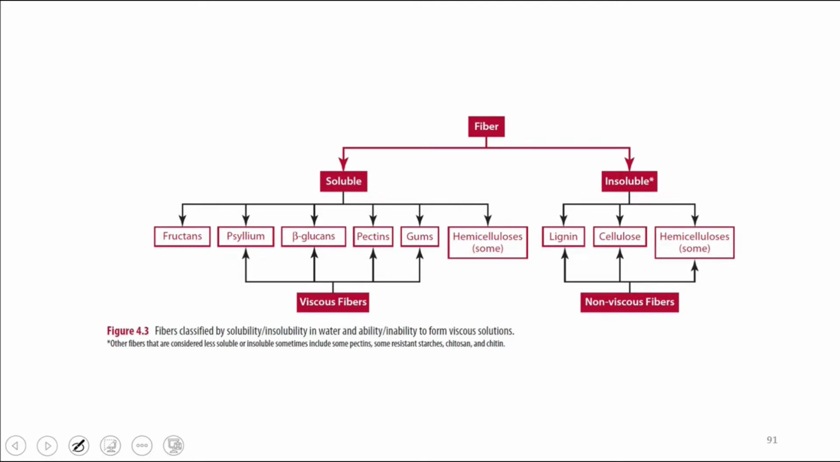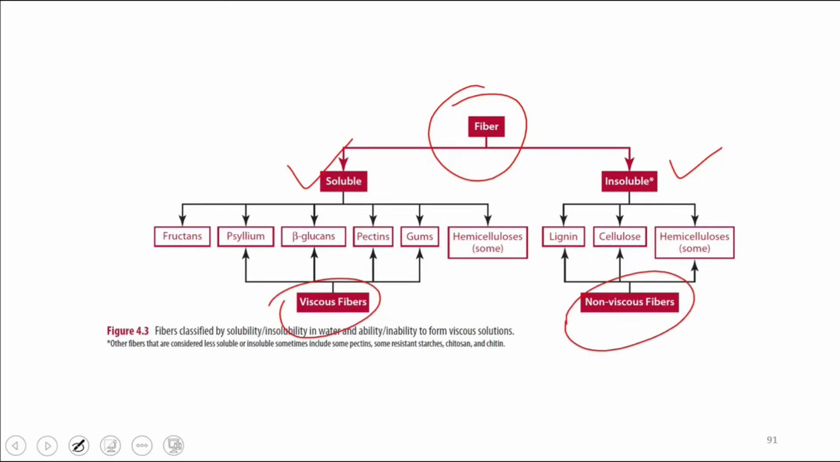So we are here somewhere here. The fibers are classified according to the soluble and insoluble fibers, and in the soluble fibers, there are some viscous fibers that make viscous material, and some are making the non-viscous material. Okay, you can see the classes. Yesterday we talked about the fructans, the xylem, the beta glucan, the pectins, the gums, the hemicellulose, the lignin, the cellulose, and the hemicellulose are there in the different classes of the fiber.